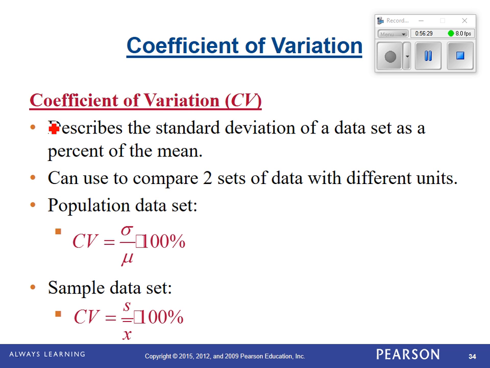So our CV equals, what's that again? Sigma, what's it mean? Standard deviation for the population, right? Over mu times 100%. And then, so this is for a population. Our coefficient of variation for a sample is S over X bar times 100%. This is for a sample.